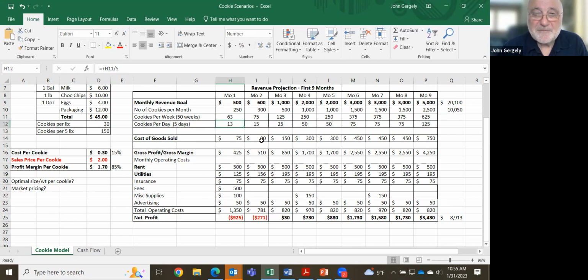I need to have some experience. So my cost of goods sold that month is going to be $75, which yields what they call the gross profit. Out of the $500 that I generate, my ingredients cost me $75. I have $425 left over. But I have rent for my storefront, which I'm projecting I want to rent. I haven't done it, I'm planning, but I think I can afford rent. So it's going to be $500. I have utilities, insurance, some startup fees, some miscellaneous supplies. Oh dear, my first month, I lost $925.